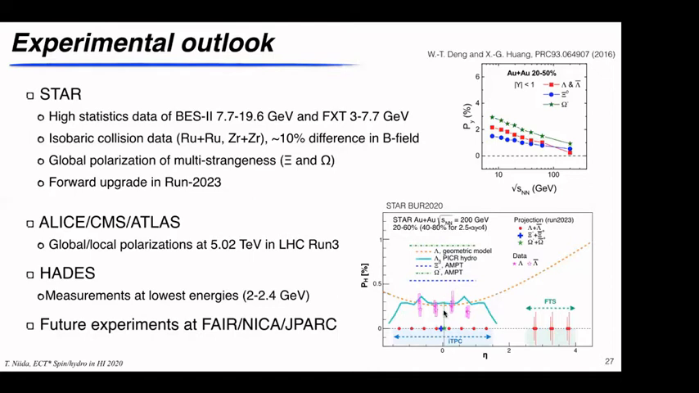precision. For ALICE, CMS and ATLAS, I think some of my friends are working on global and local polarization at 5 TeV, and that will all be done in Run 3 with the high statistics data. For HADES, I'm hoping to finalize the 2.4 GeV result with some improvement on the systematic uncertainty. And of course, it would be interesting to look at lower collision energies at future experiments like FAIR, NICA or J-PARC.